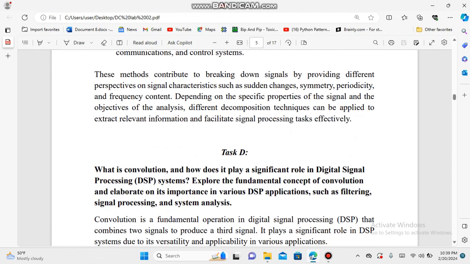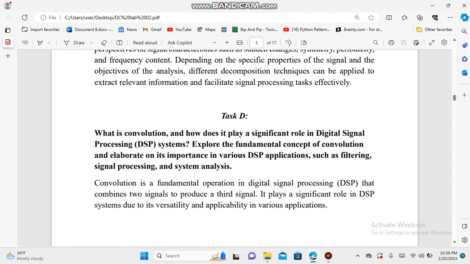Task number D asks: what is convolution and how does it play an important role in digital signal processing? Explore the fundamental concepts of convolution and elaborate on its importance in various digital signal applications such as filtering, signal processing, and system analysis. Convolution is basically a fundamental operation in digital signal processing that combines two signals to produce a third one.